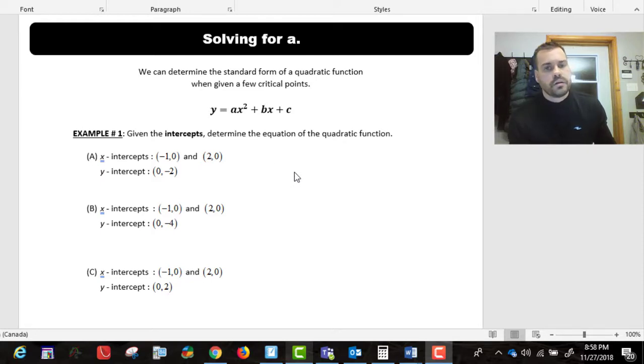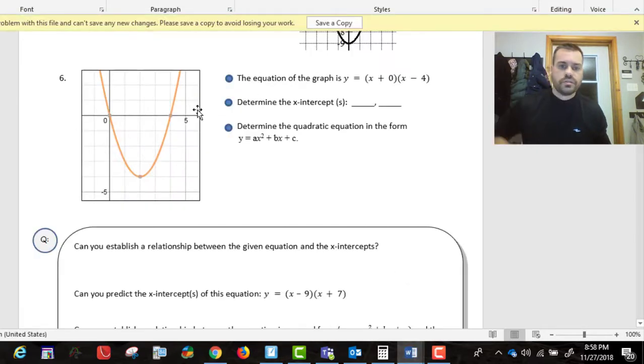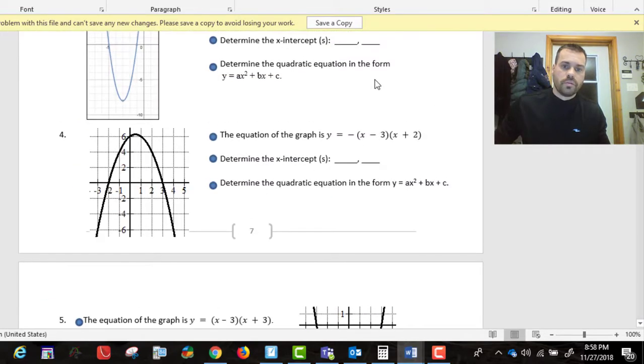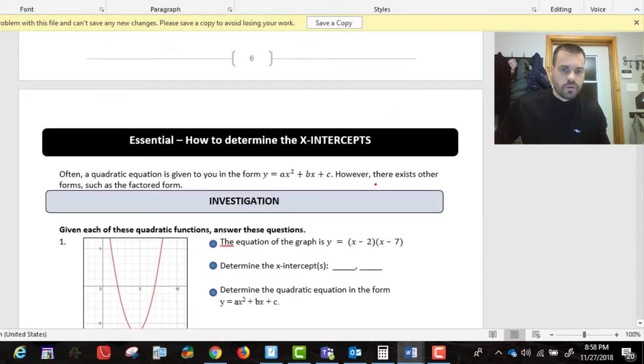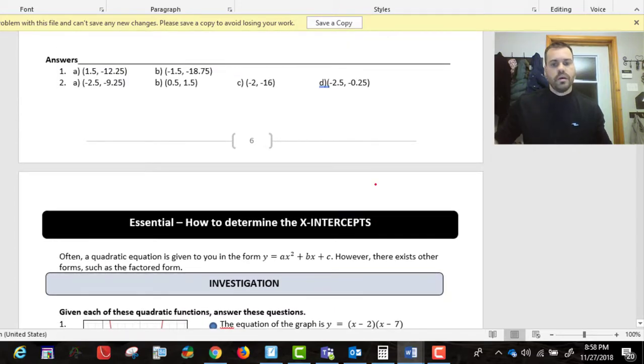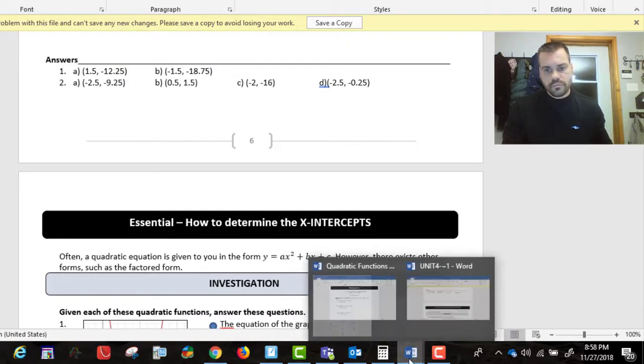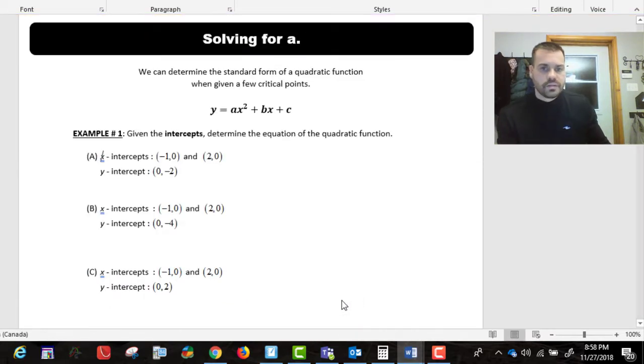So the third part of the essentials, or extension, sorry, is this idea of being able to get the equation with the x-intercepts and the y-intercept. And you did this a little bit. If you look back in the essentials, you remember from the graph, you could take the two x-intercepts and get the equation, and we called it the factored form of the equation. So that's kind of what we're doing with this. We're going to write this in factored form.